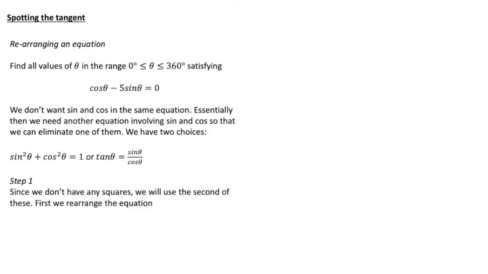So, step 1, since we don't have any squares, we'll use the second of these. And first we rearrange the equation. So we have 5 sine theta equals cos theta, and that means sine theta is 1/5 of cos theta, which means sine theta over cos theta is 1/5. And you can see where we're going with this.